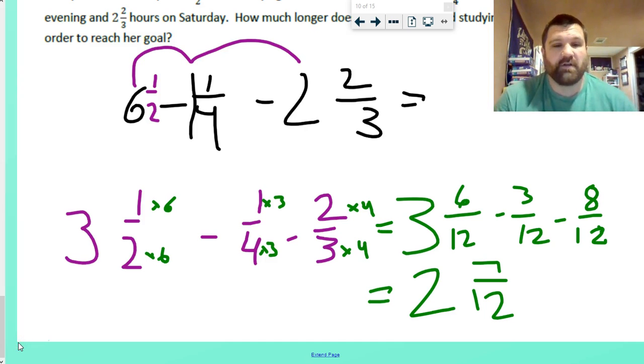Okay, so this is all you should have done. We had 3 different subtraction problems that we needed to solve. So again, still solve the same way, right? Whole minus whole, you end up with 3, 1/2 minus 1/4 minus 2/3. Okay, find the common denominator, which just happened to be 12. 3 6/12 minus 3/12 minus 8/12. Subtract them all. I had to borrow from my 3, and you get 2 7/12.